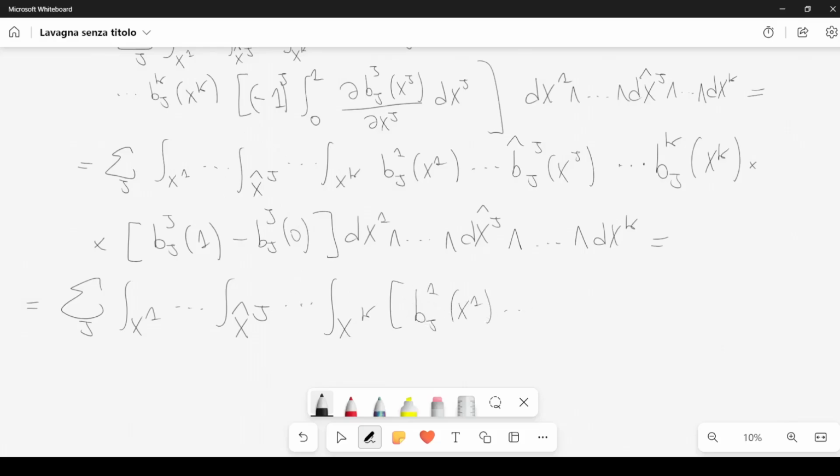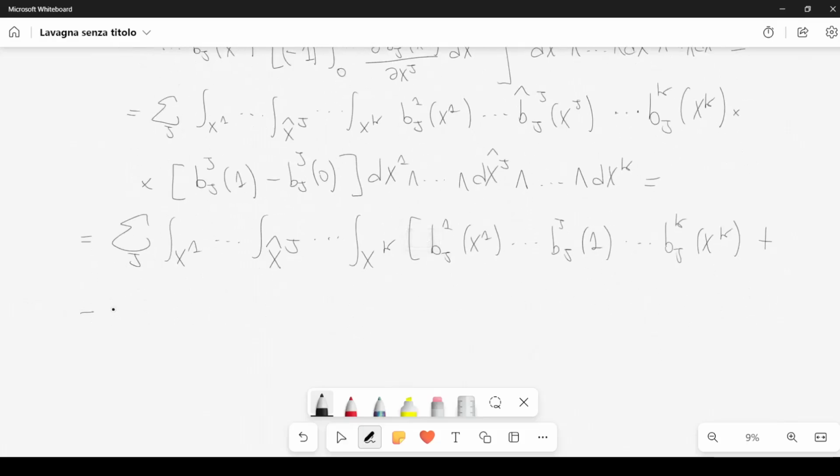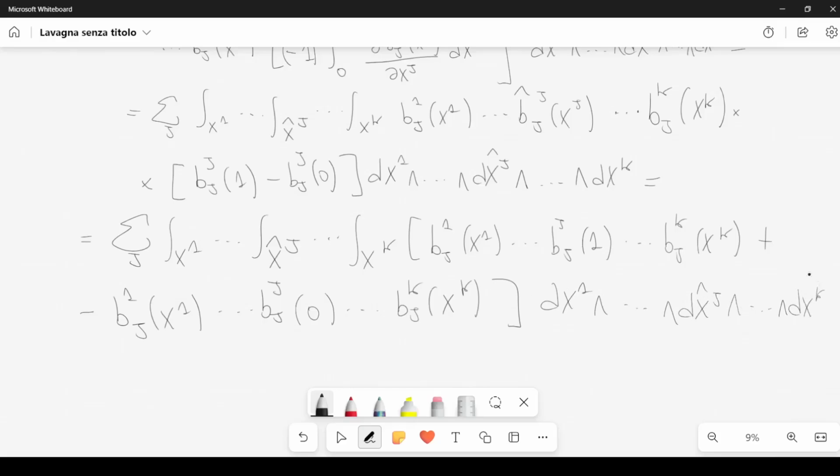bj1 of x1 dot dot dot bjj of 1, because I have integrated over the variable xj, dot dot dot bjk of xk, and then I have plus, let me put a minus in here, bj1 of x1 dot dot dot bjj of 0 dot dot dot bjk of xk dx1 wedge dot dot dot wedge dxj hat wedge dot dot dot wedge dxk, like this.